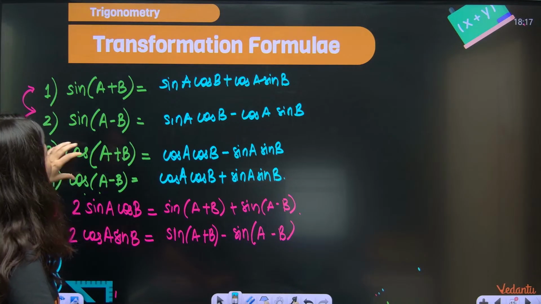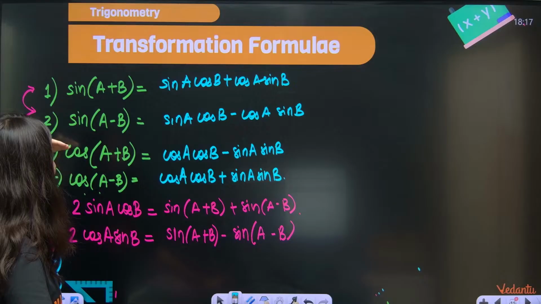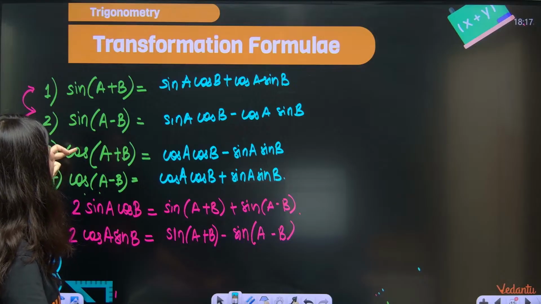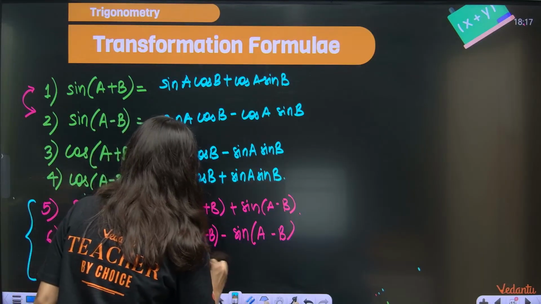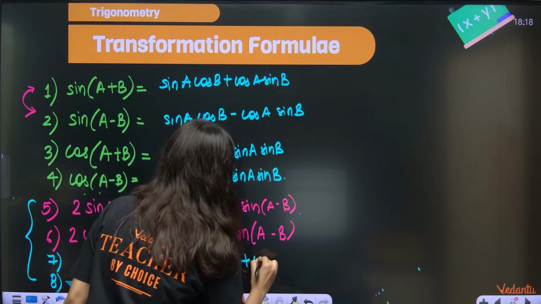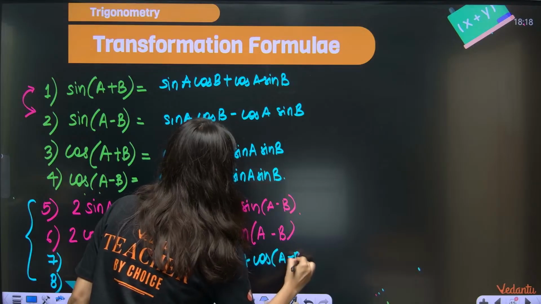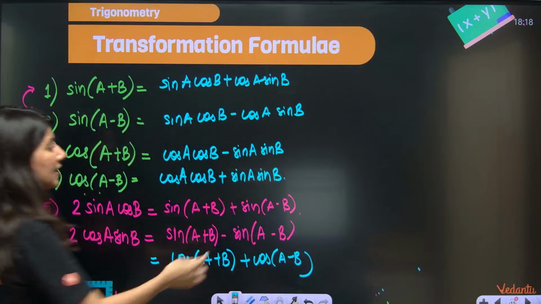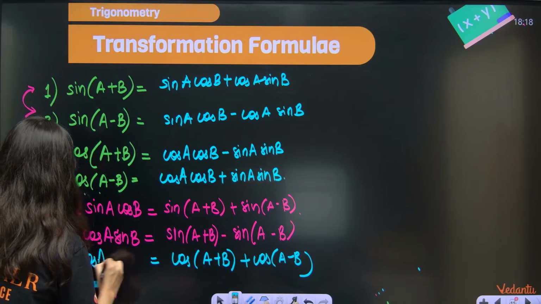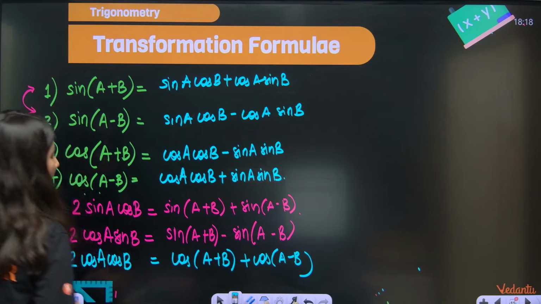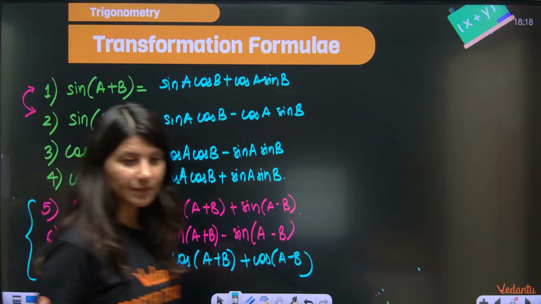Now the 3rd and 4th you are going to add. So cos A plus B plus cos A minus B. What will happen on the right hand side? These two will get cancelled out, so it will become 2 cos A cos B. And similarly, now understand.